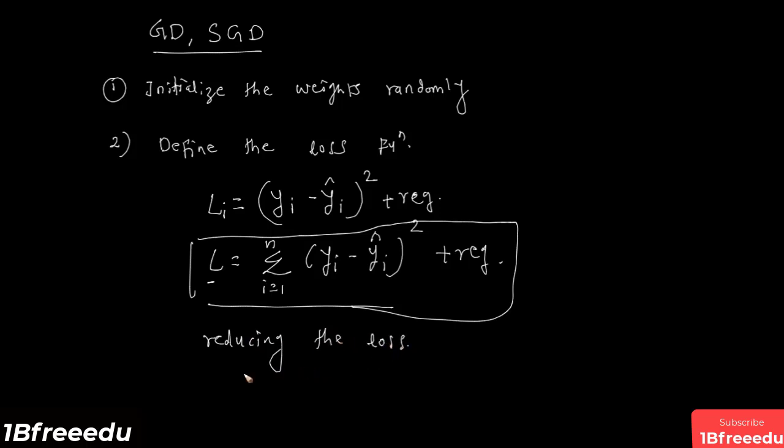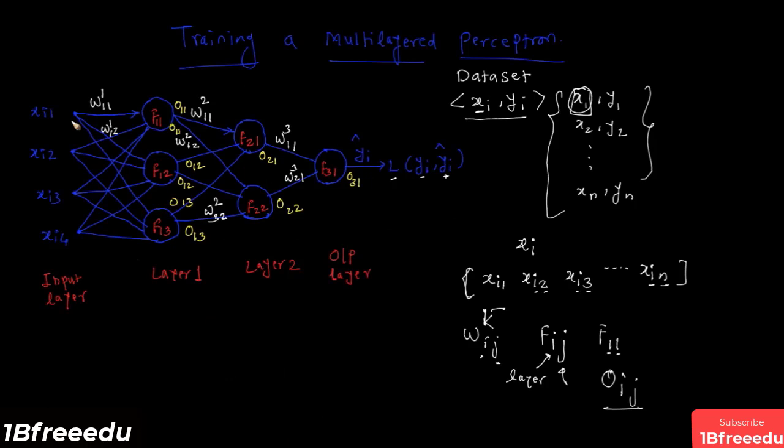So how to reduce this loss? In this loss we have y and y_i hat, right? Now in the data set we have data in the format x_i comma y_i. So if we look at this neural network, we are giving x's as input and we are getting y as output, right?